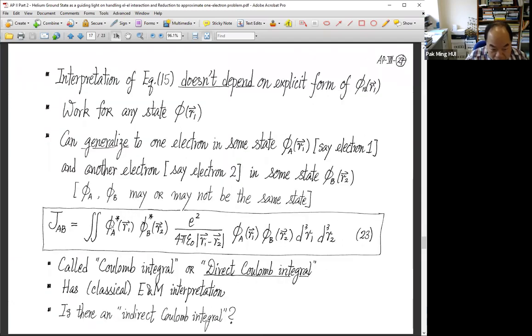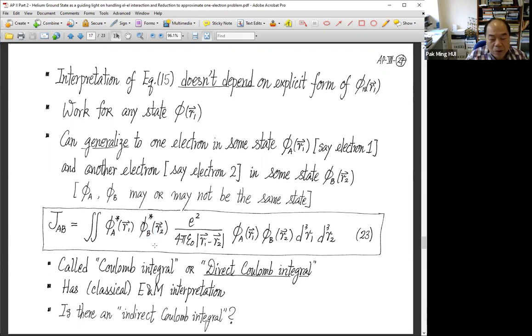More generally, we could have electron 1 in a state called phi A, electron 2 in a state called phi B. We have the same physical interpretation. The point is there is a classical E&M interpretation for this integral.